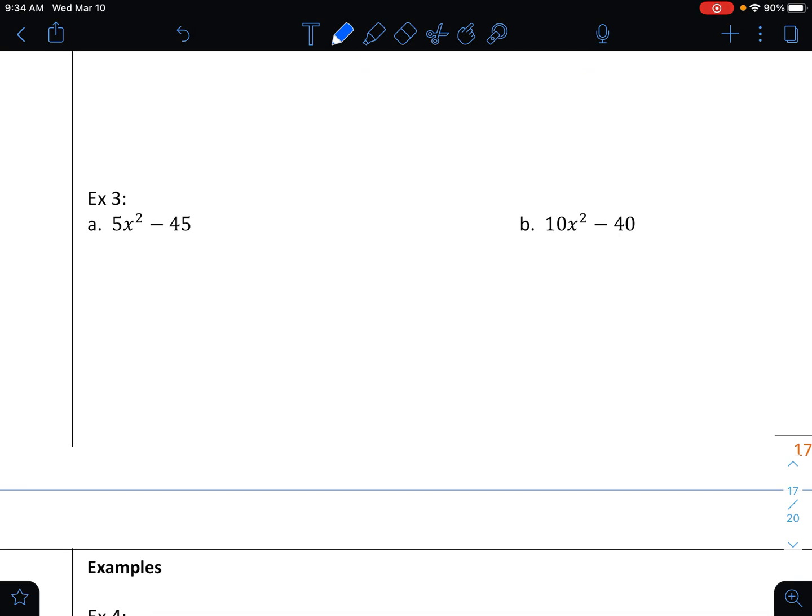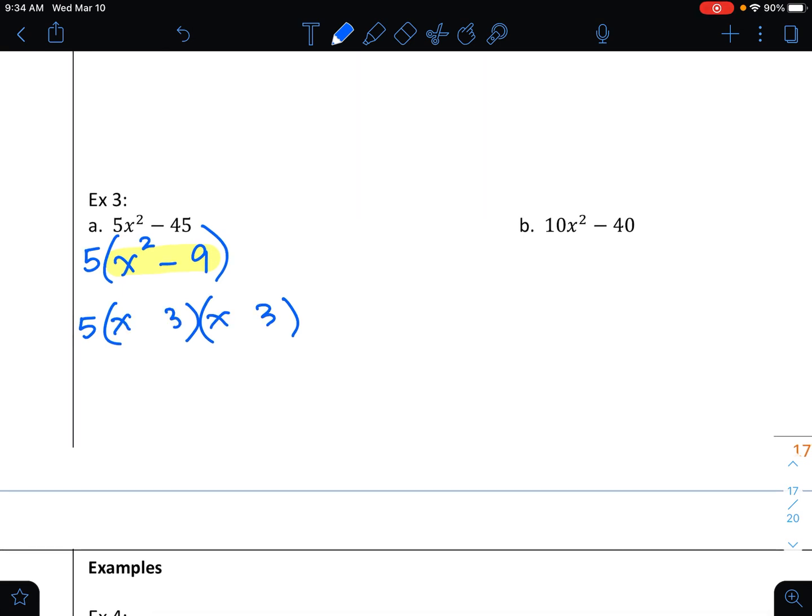Okay, number 3, is there a GCF? Yes, I can divide a 5 out of the expression. So let's start there by dividing a 5 out of both. 45 divided by 5 is 9. Now I'm going to do the difference of squares just off of x squared minus 9. So bring your 5 down. It has to be in front of your factors. So I know x times x is x squared. 3 times 3 is 9. One should be plus, one should be minus to make that middle term drop away.